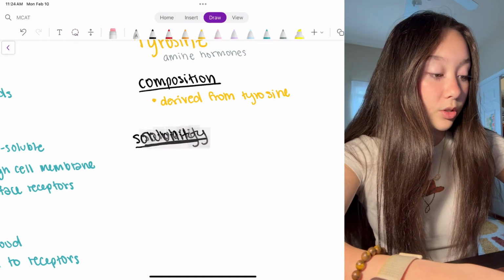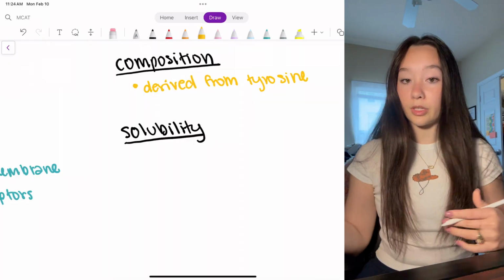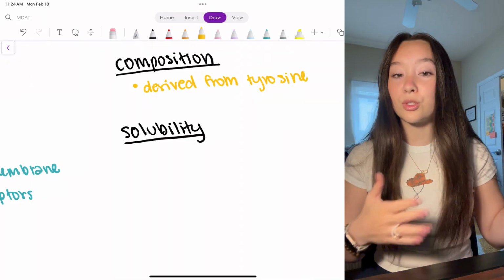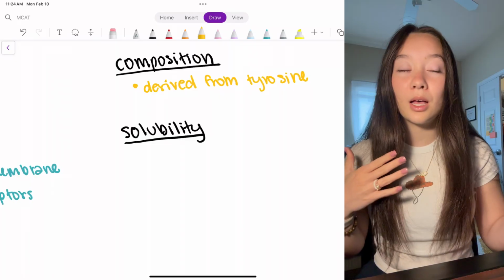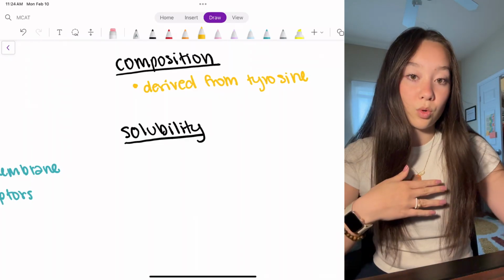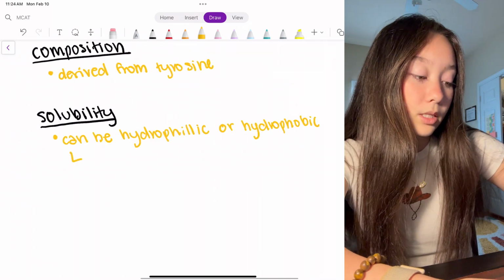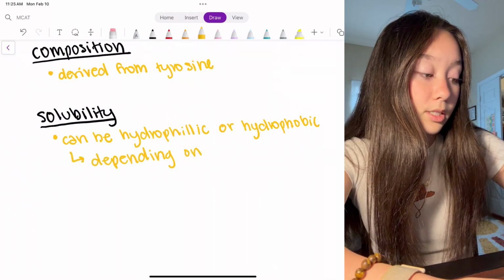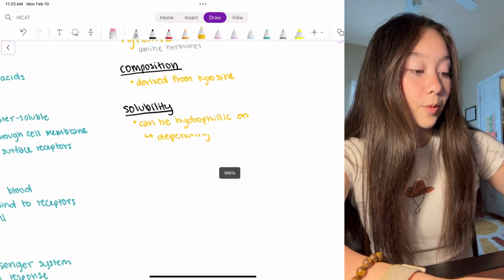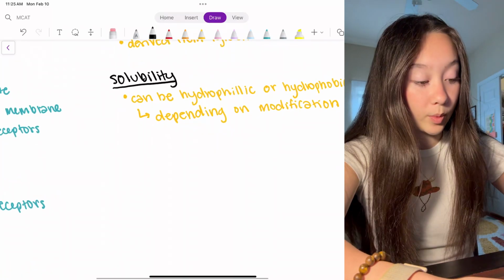These ones are a little bit trickier because they can be either hydrophobic or hydrophilic. They're not really like peptide hormones where they're usually all just hydrophilic. They can be both, kind of depending on the specific modifications of the individual hormone. And we can say that this is just depending on its specific modification. Okay, next we are going to talk about the way that they are transported throughout the body.